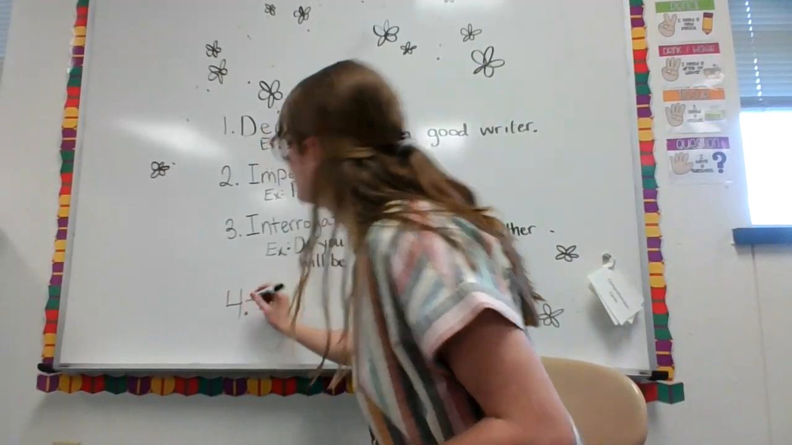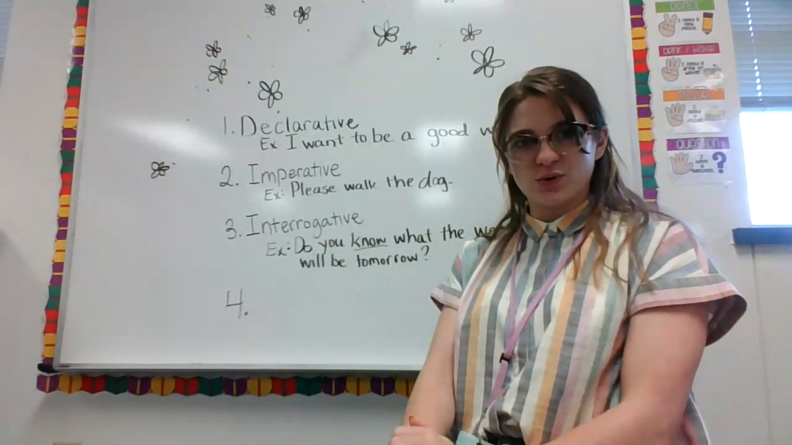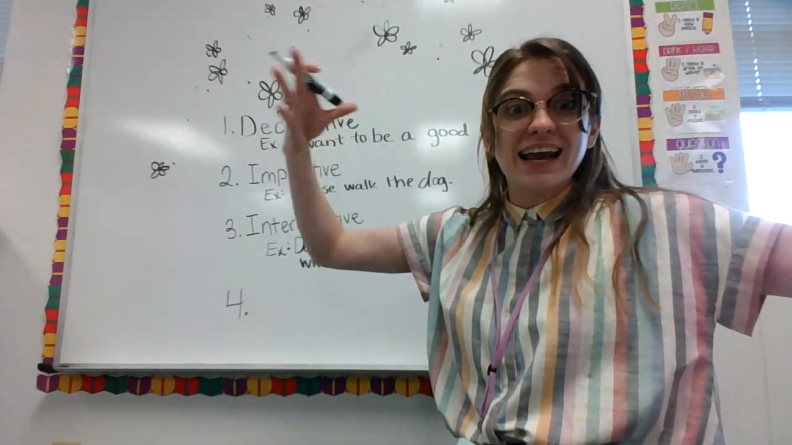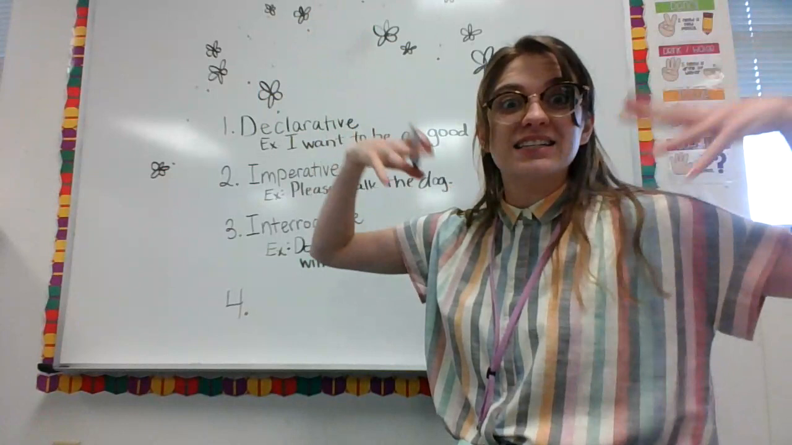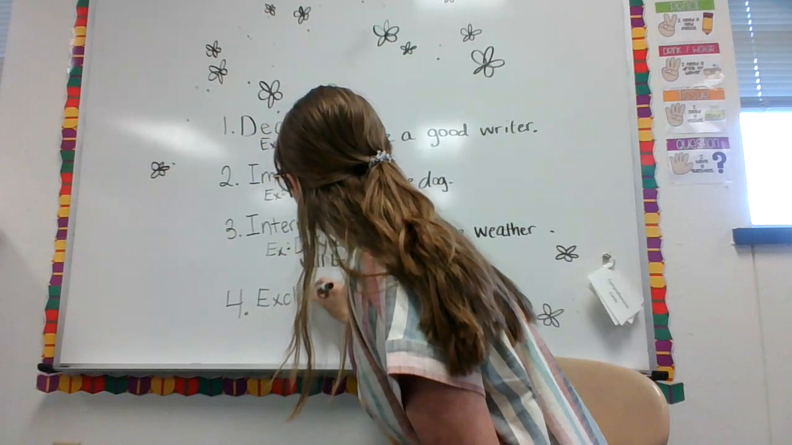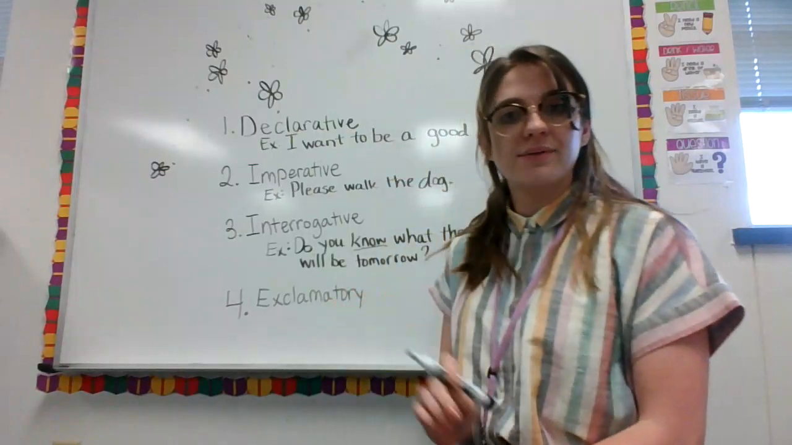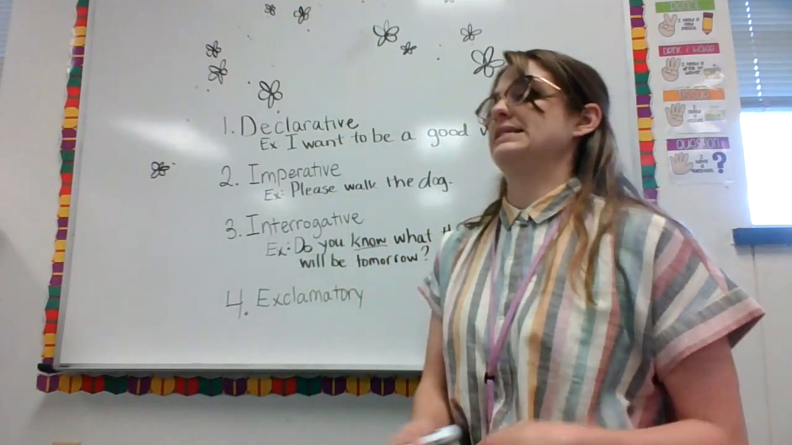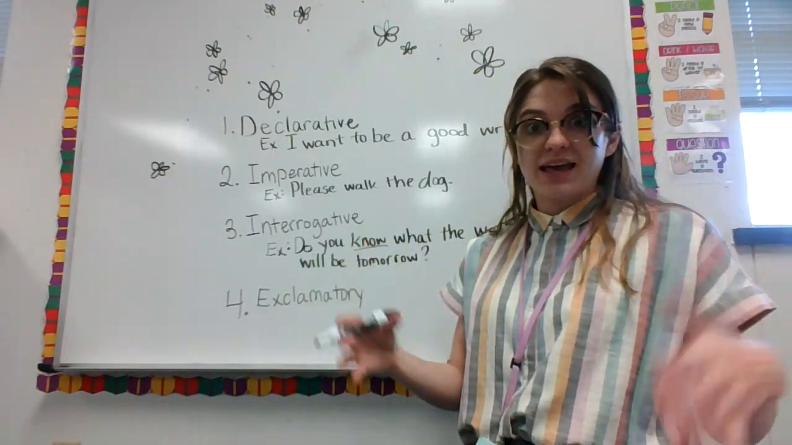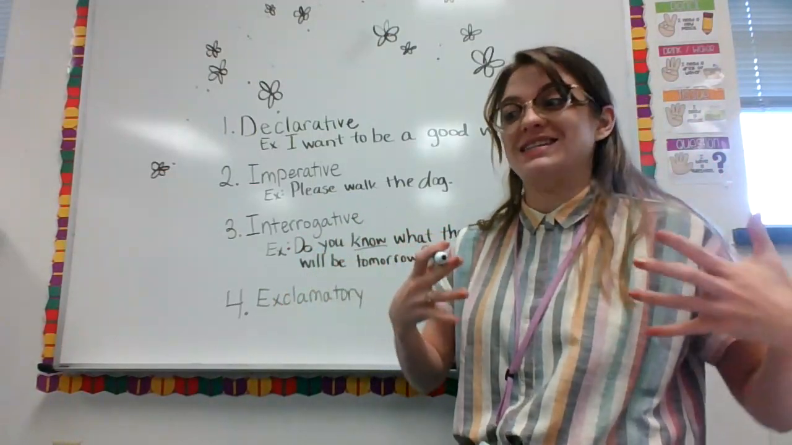Number 4, our last type of sentence is exclamatory. An exclamatory sentence exclaims something. It's exciting, and it ends in an exclamation mark. Exclamatory. Okay? Exclamatory sentences express great emotion or excitement or anger. Okay? So exclamatory sentences are just sentences with a lot of emotion in them.